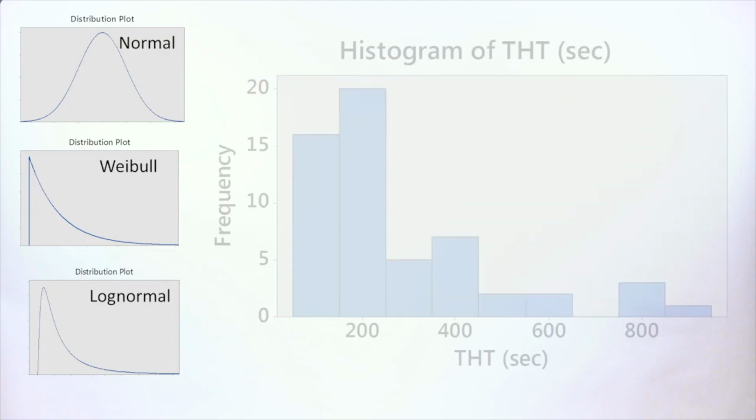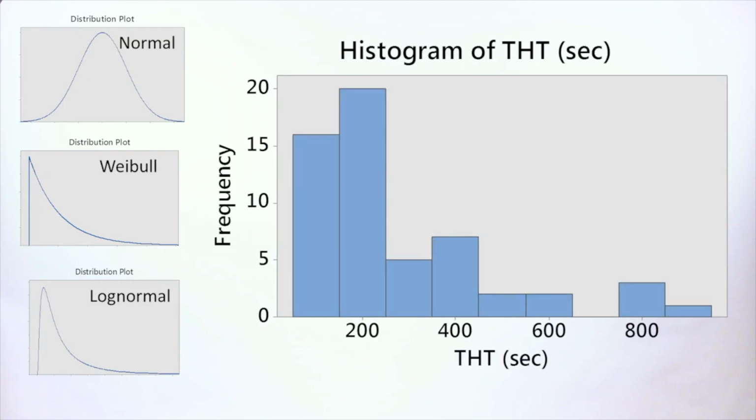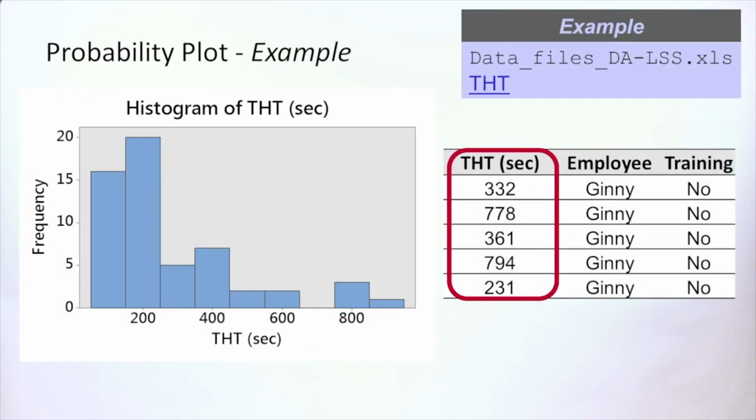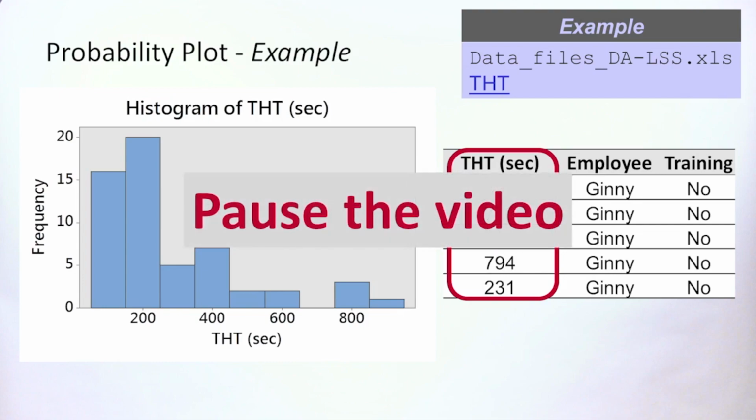Let's return to our example of the total handling time. From the shape of the histogram, we can already see that the data is not normally distributed. But is it then Weibull or log normally distributed? The tool we will use to find the best fitting distribution is called the probability plot. Let's take a look at how to make one with Minitab. So, pause the video, load your data before you continue.